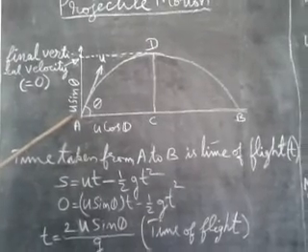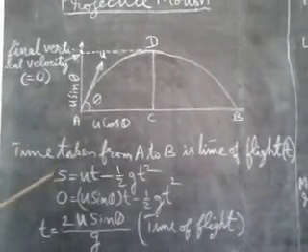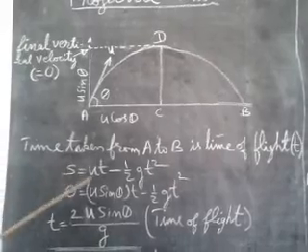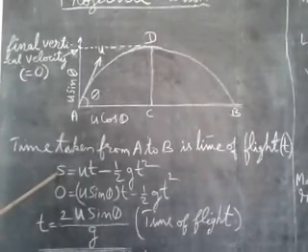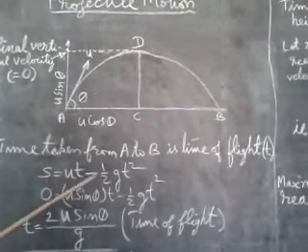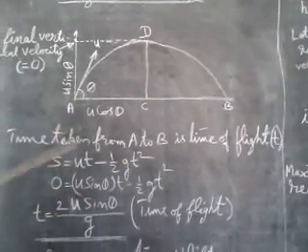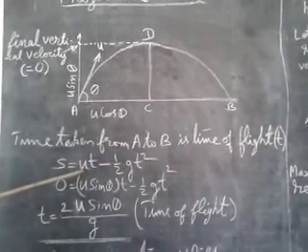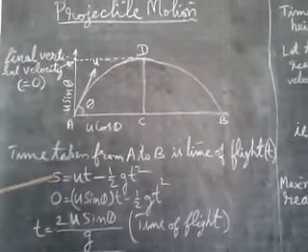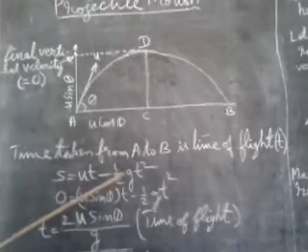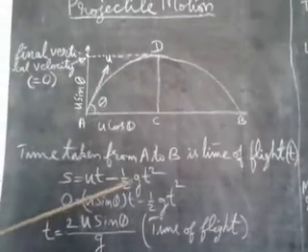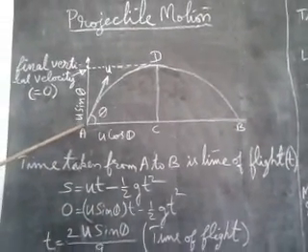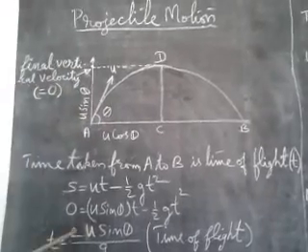To find an expression for the time of flight, we consider the position-velocity relation: s equals ut minus half g t square. Here g is acceleration due to gravity, u is initial velocity, s is the displacement. g is taken as minus because we consider the movement along the vertical direction.